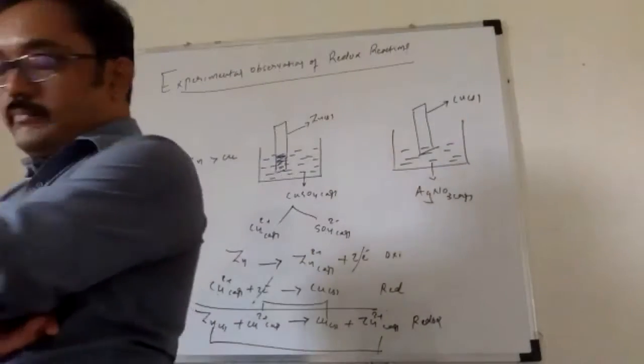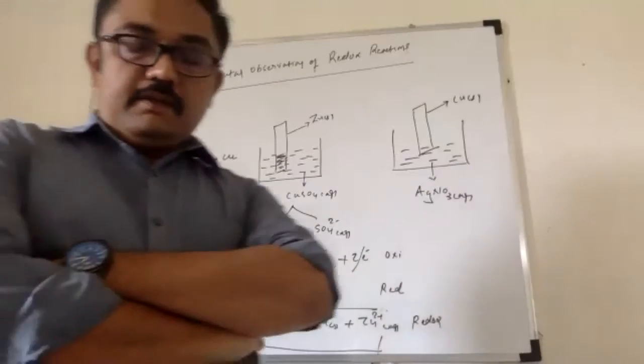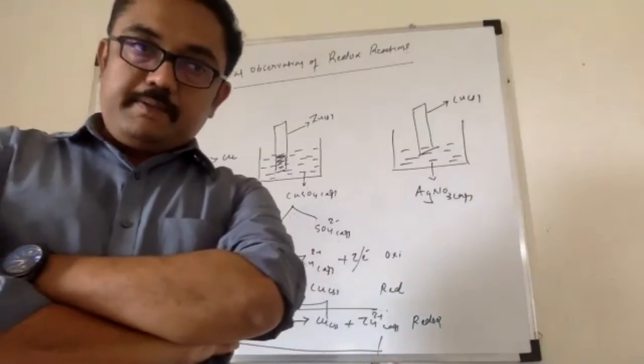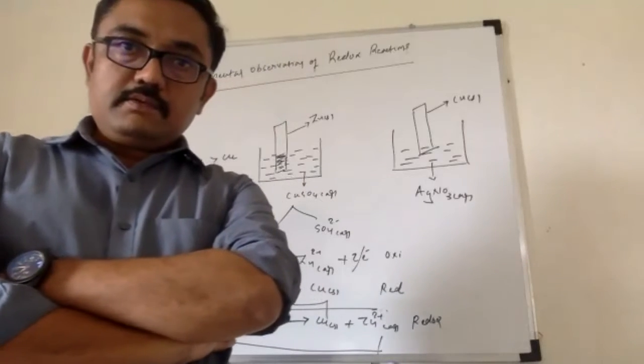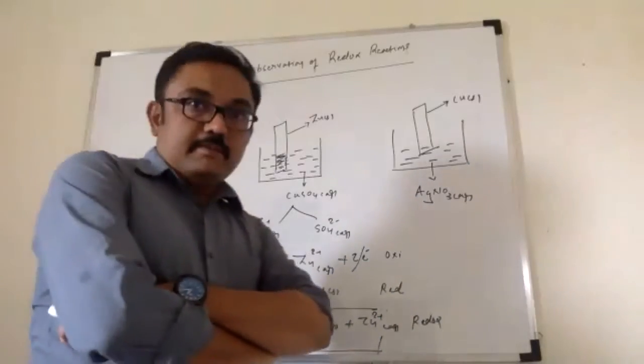So what would be the experimental observation? Experimental observation is any color change in the solution or deposition on the strip, and because of the deposition, the color of the strip changes. But what would be the color change? I think blue should we write? It will become blue. It will become bluer, right?